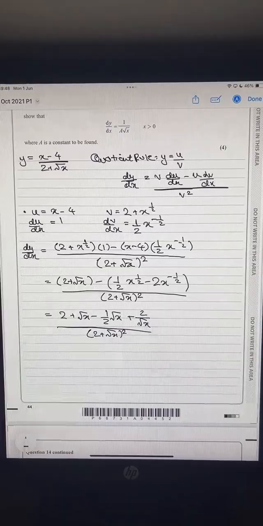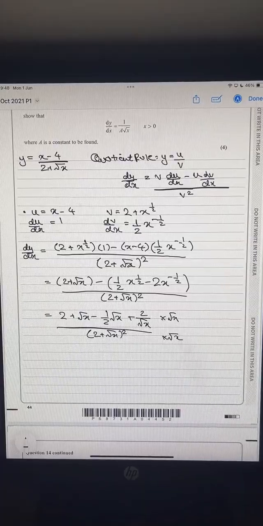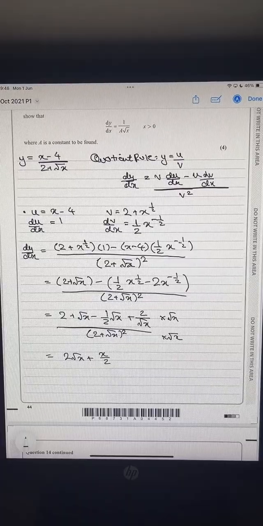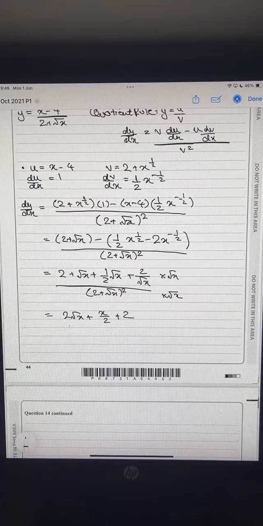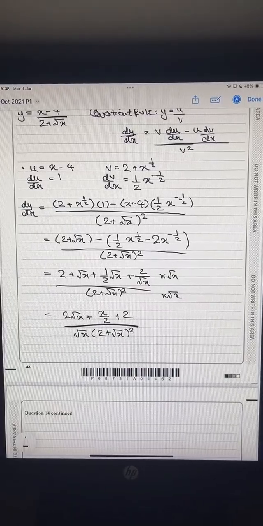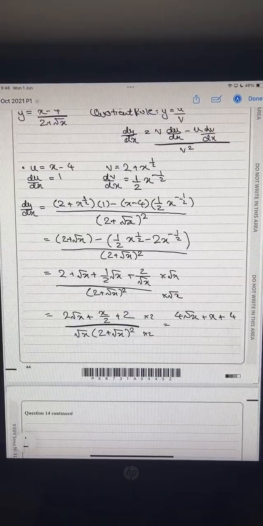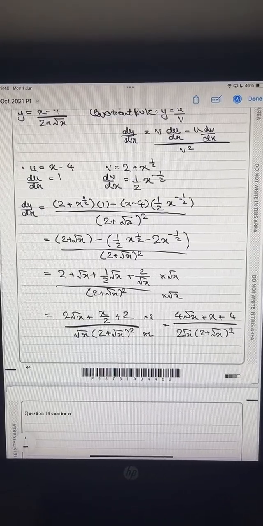Now I want to get rid of these denominators on my numerator, so I'm going to multiply both by the root of x. So I get 2 root x plus x over 2, sorry, that's meant to be a plus there, plus 2 divided by root x times by 2 plus root x squared. And now I want to get rid of this 2 as a denominator, so I multiply by 2 on my top and bottom again. And then I get 4 root x plus 4 divided by 2 root x, 2 plus root x whole squared.